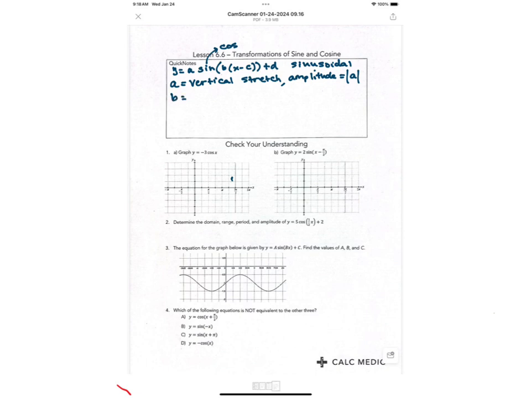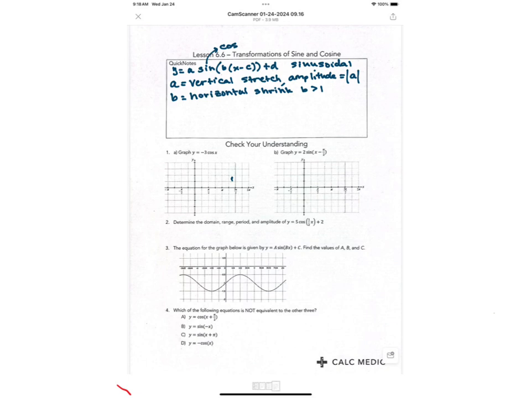Okay, so letter B. B is inside the argument. B is a multiplier in the argument. Because it's inside with X, I know it's the horizontal dilation. It's going to be a shrink, meaning it gets smaller if B is greater than 1. Because insiders lie. If this feels backwards to you, it's because it is. If B is greater than 1, it's a horizontal shrink, horizontal compression.